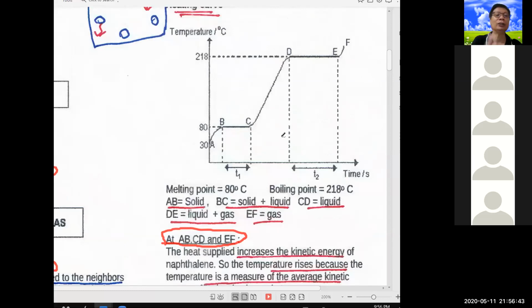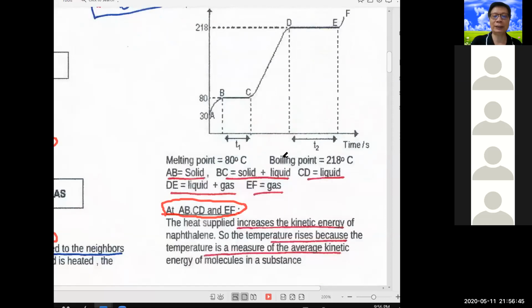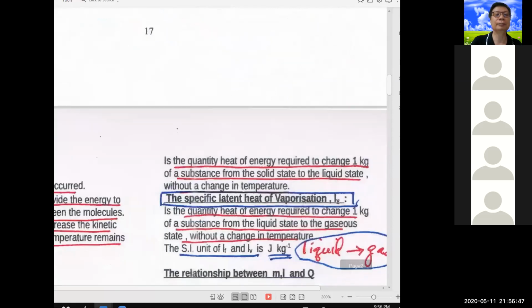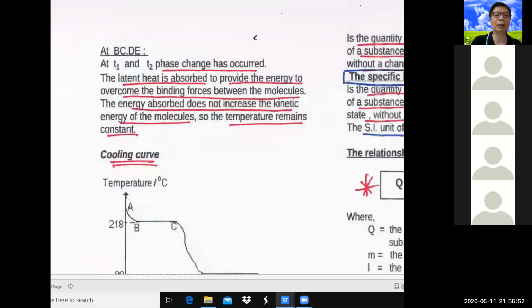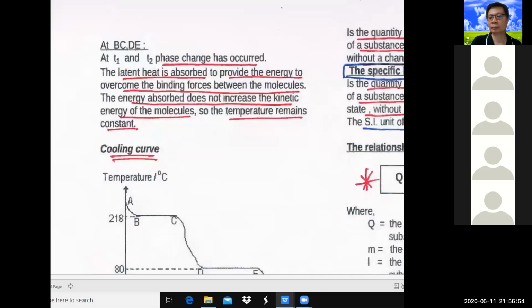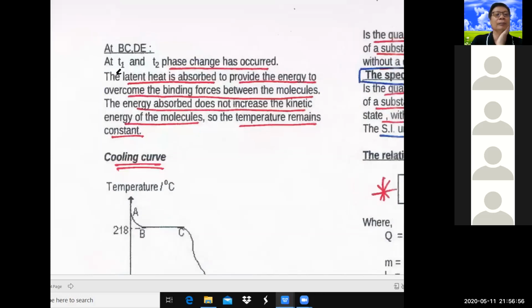I think I already explained to you just now. Okay, let's see what's the explanation. Why does the temperature never go up? You read here. Make sure you understand. BC, DE, right? T1, T2, phase change occurs. Phase change occurring means either a change from solid to liquid, or a change from liquid to gas. The phase change occurs here.